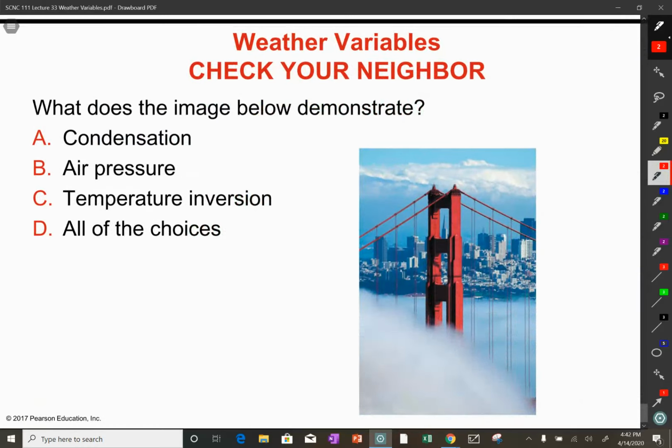Okay, so we actually have reached the end of the lecture. I just have one last question here before we go with our weather variables. What does the image below demonstrate? And what we're looking at specifically is this. You might recognize this is the Golden Gate Bridge.